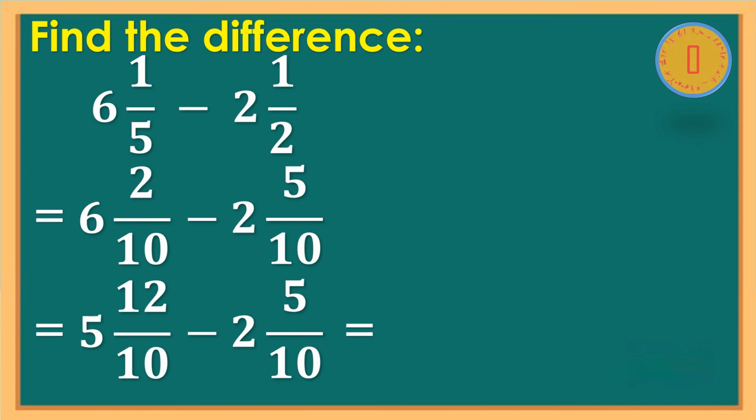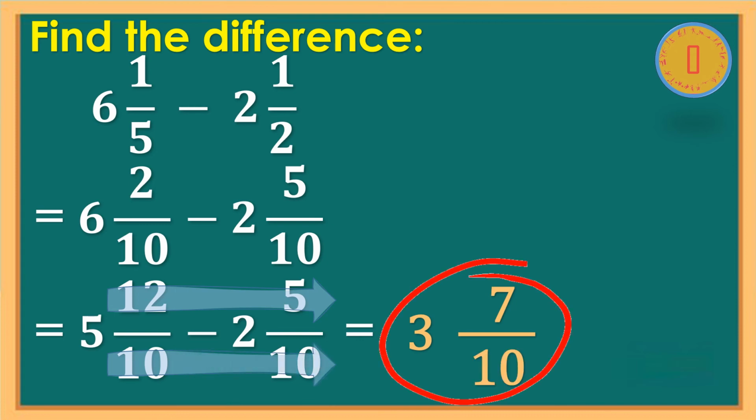So we will start with the whole number. 5 minus 2 is 3. 12 minus 5 is 7. Then copy the common denominator 10. The final answer is 3 and 7/10.